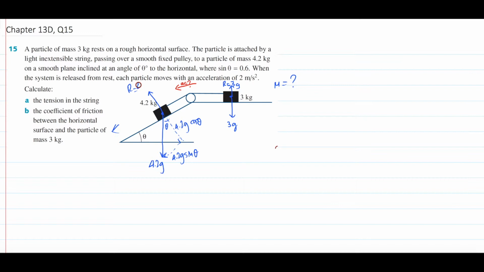So reaction force is also 4.2g cos theta. The reason why it's the same as this is so that the forces balance out vertically, so that it doesn't fly up or down the plane. That's it, okay? So now that you've got that all sorted, we can go answer the question.